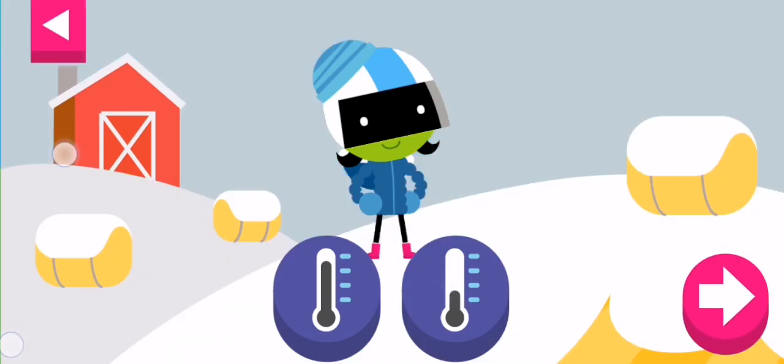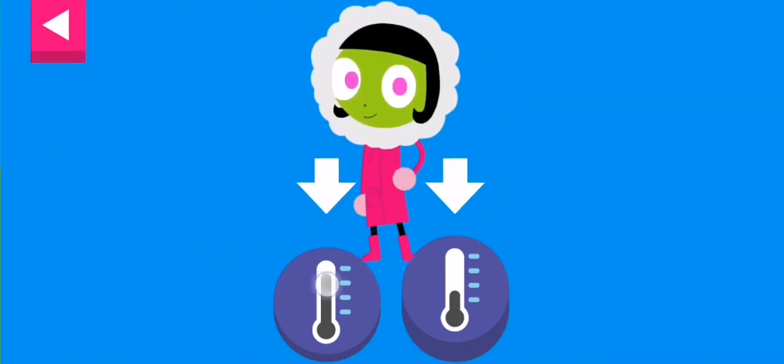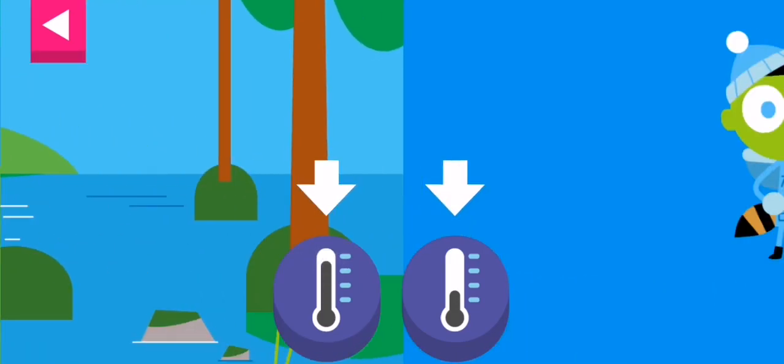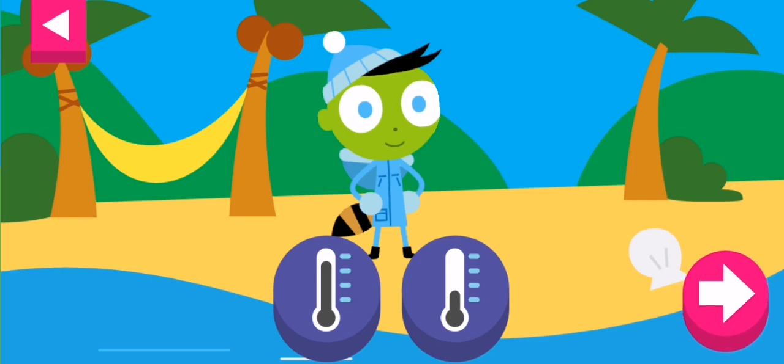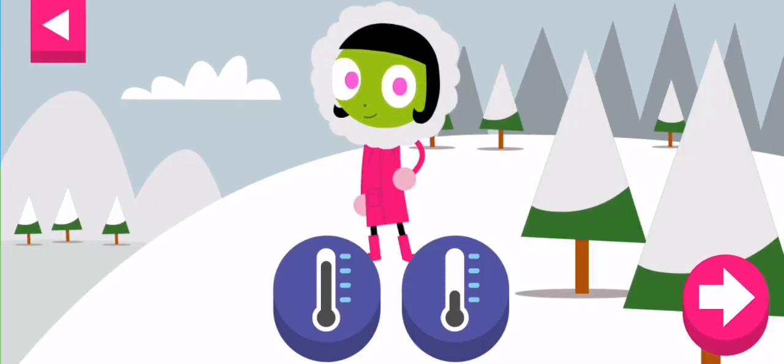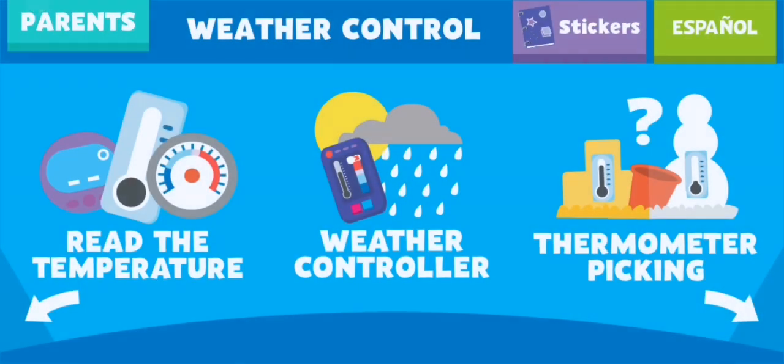Pick a different thermometer. Dot is dressed for cold weather. Pick a thermometer that shows it is cold. Pick a different thermometer. Del is dressed for the cold.